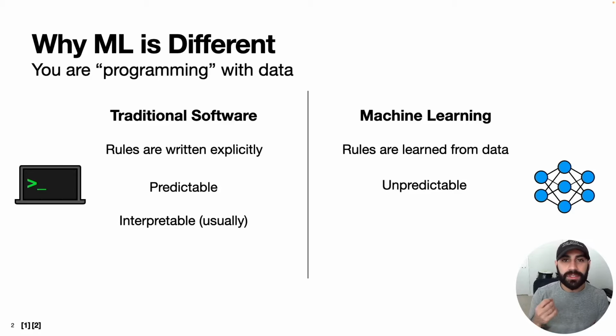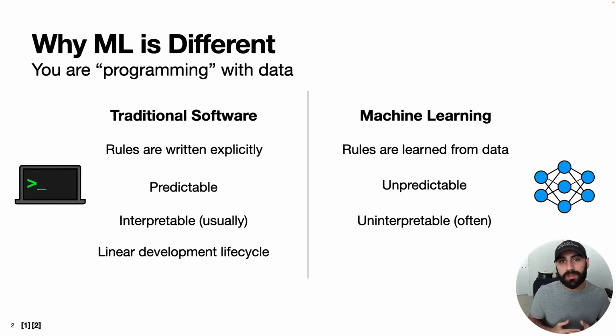Another key difference is that traditional software systems are usually interpretable, meaning you can usually have an intuitive understanding of how a software system took any given input and generated a specific output. On the other hand, machine learning systems are often uninterpretable, or at least they're not interpretable in the same way that traditional software systems are. So even though a machine learning system can often generate better performance than a traditional software system, that often comes at the cost of interpretability. And then finally, traditional software development typically has a linear development cycle, or at least a clear development cycle. In other words, projects can progress in a predictable manner. On the other hand, developing machine learning systems is often iterative, and progress might be made in a non-linear way.